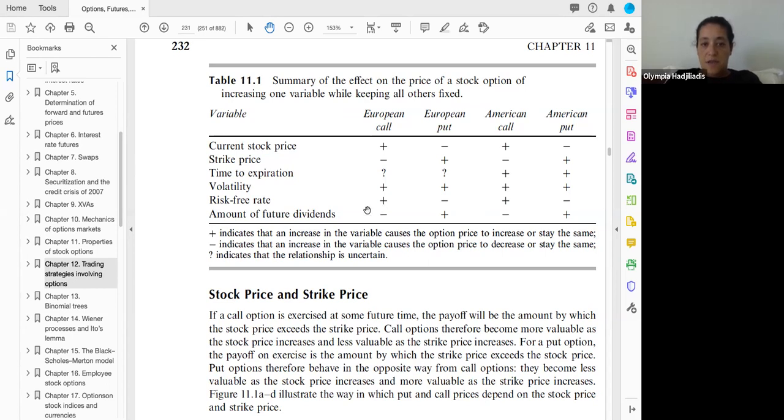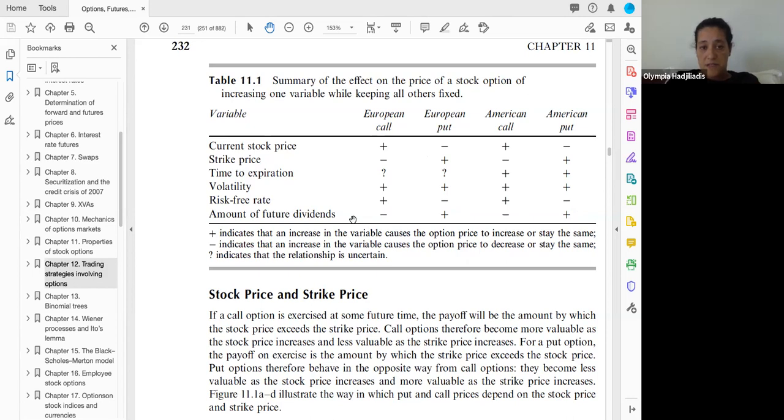When the risk-free rate increases, with everything else remaining the same, it's not obvious to see, but that is what happens: the European call price increases, the European put price decreases, the American call price increases, and the American put price decreases.